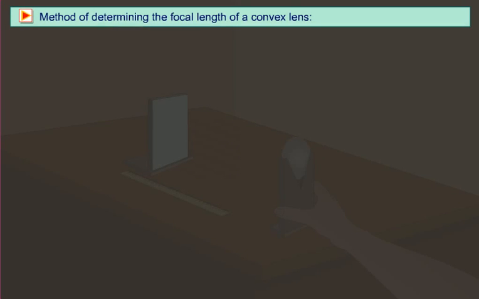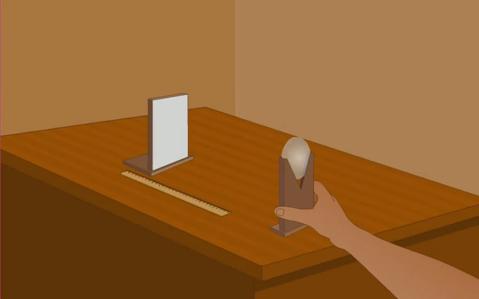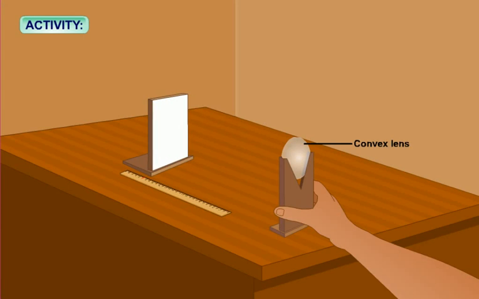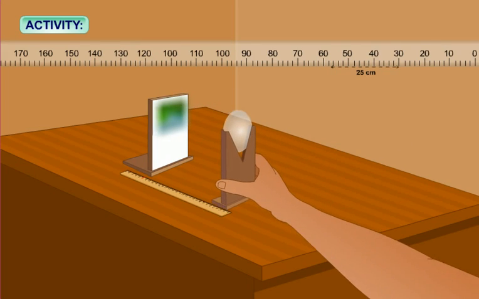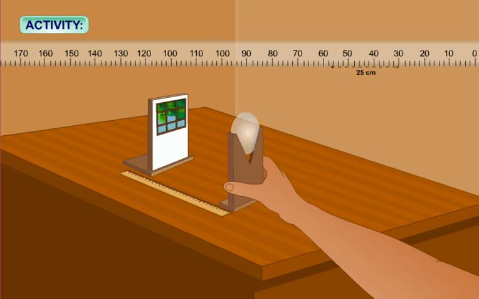Method of determining the focal length of a convex lens. Now look at this activity. Students, take a convex lens and hold it with one hand. Keep a sheet of white paper at a distance of 25 cm from the lens. Now move the lens to and fro from the paper in order to get the clearest and sharpest image of distant objects like trees and buildings on the paper.